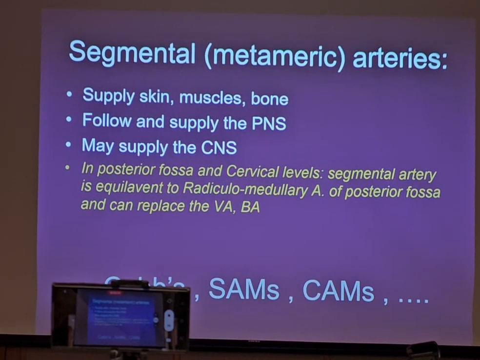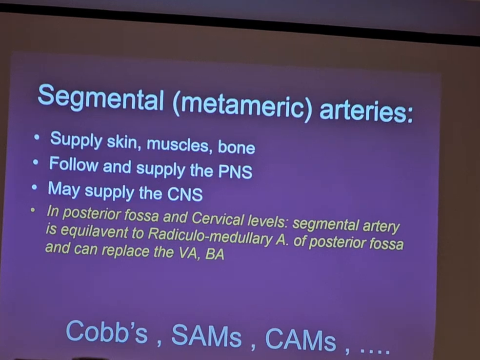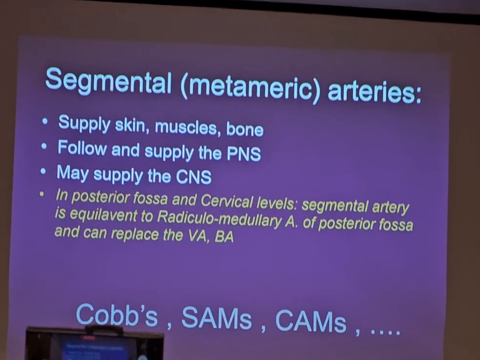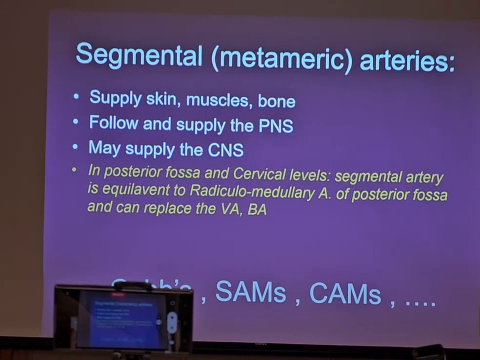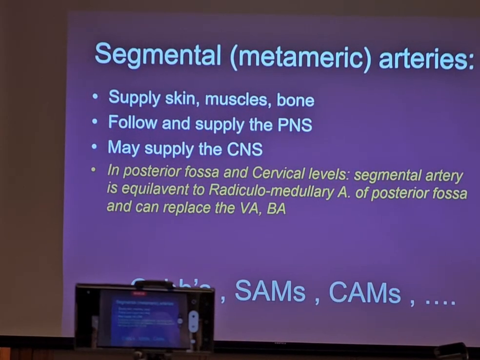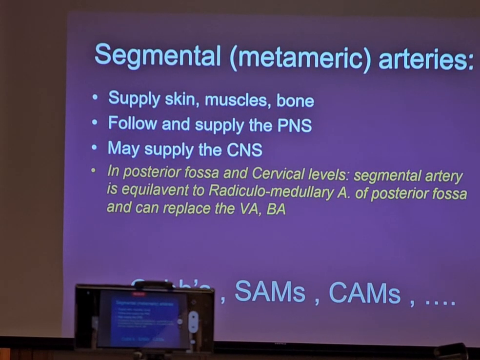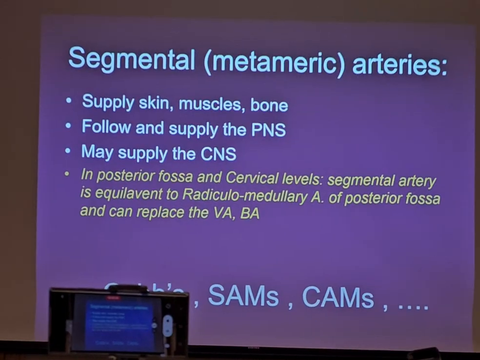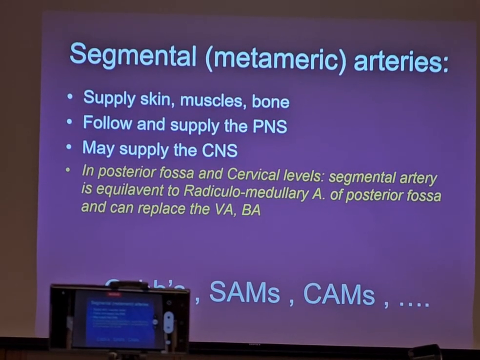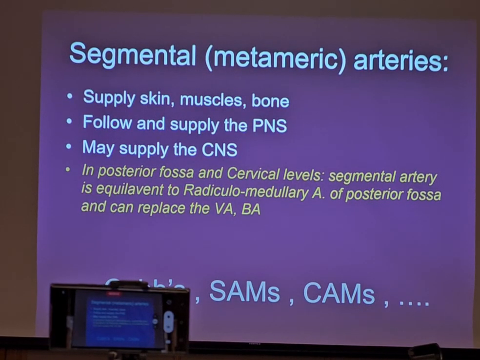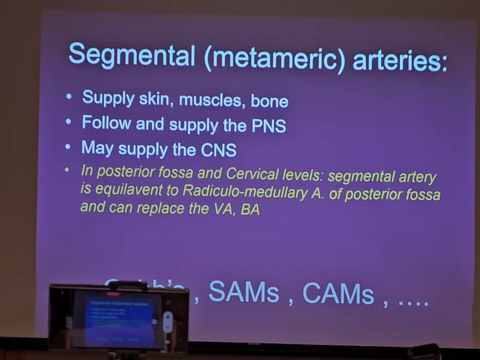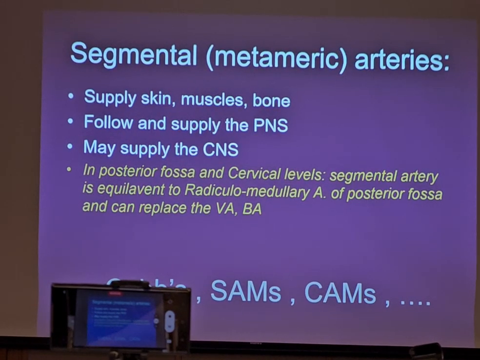So what are the roles of segmental arteries? They supply skin, muscles, and bone. They follow and supply the peripheral nervous system. They may also supply the central nervous system. And at this level of the craniovertebral junction, the segmental artery is equivalent to the radiculomedullary artery of the posterior fossa. So the function can definitely replace the trunk of the vertebral artery and basilar artery, because actually the horizontal segmental arteries are the real functional segments.